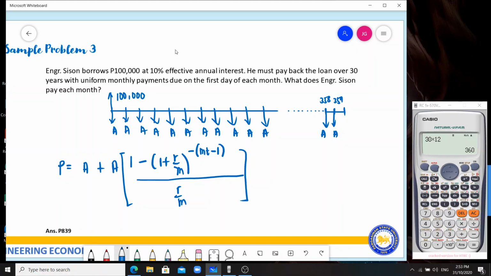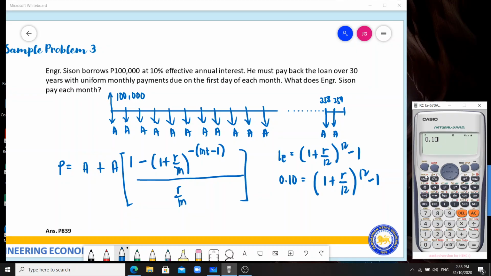Yan. So, ang given is 10% effective annual interest. Ibig sabihin, naka-compound yearly yan. Monthly tayo. So, kailangan nating i-convert yan. Sabi, diba, IE is equals to 1 plus R over 12 raised to 12 minus 1. So, kunin natin yung nominal interest. So, 0.10 is equals to 1 plus R over 12 raised to 12 minus 1. Shift solve.